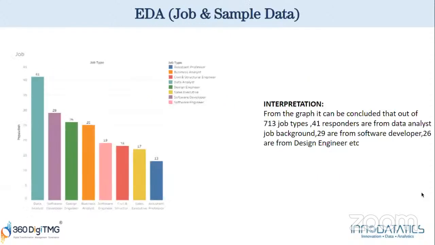So here we come to our visualization part. The first one is job versus sample data. From the bar graph, we can conclude that out of 13 job types, the majority are data analyst, the second highest is software developer, the third is design engineer, and the list goes on. The next part of the project will be explained by Irfan.